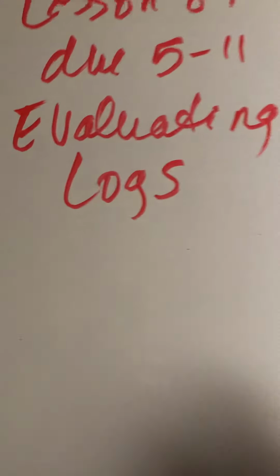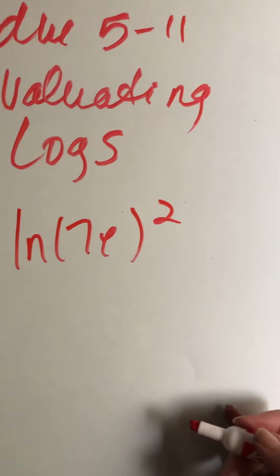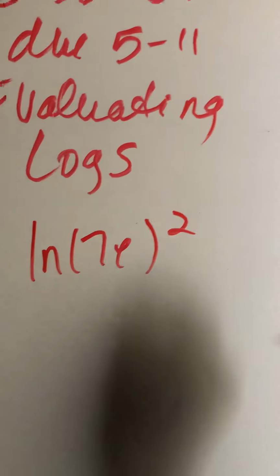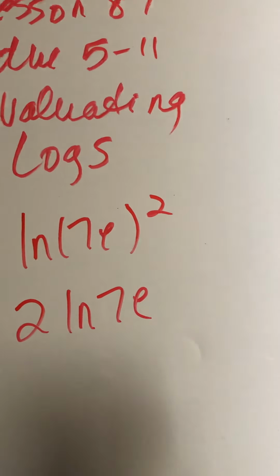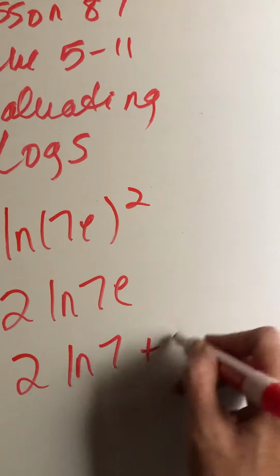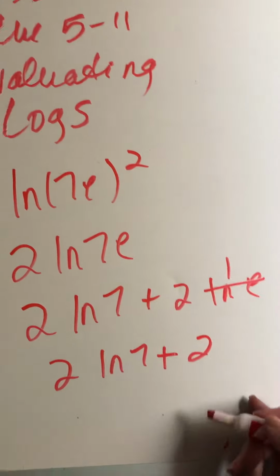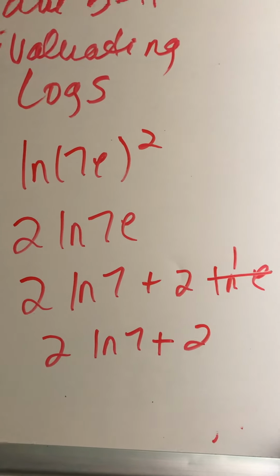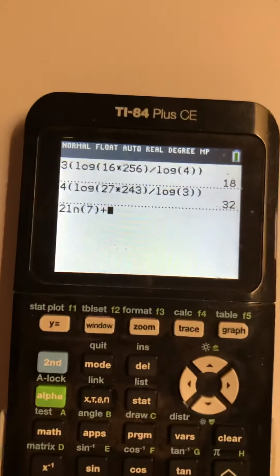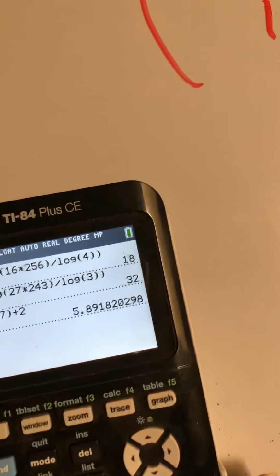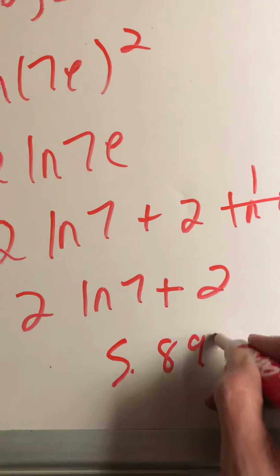Then it'll give you some natural log ones. Let's see, natural log of 7e all squared. So you could do 2 natural log 7e. We've done this before. 2 natural log 7 plus 2 natural log e. 2 natural log 7 plus 2, because ln e is 1. And then you can type that in your calculator. 2 natural log 7, close parentheses. Some of y'all do not close parentheses. Plus 2, and then round it to whatever we're asked to round to. I'm going to give 3 decimal places, so 5.892.